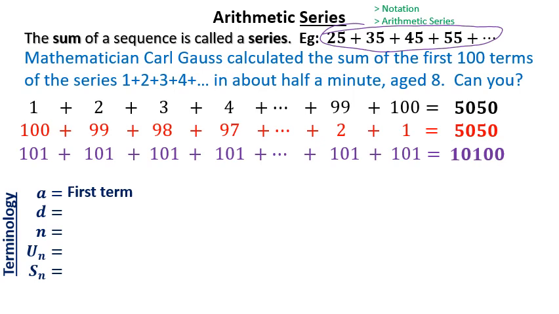D, we've mentioned already, D is the common difference. That is the number you would add every time. So for the sequence, or the series rather, that we've got at the top there, D would be 10 because we add 10 to get from one term to the next.